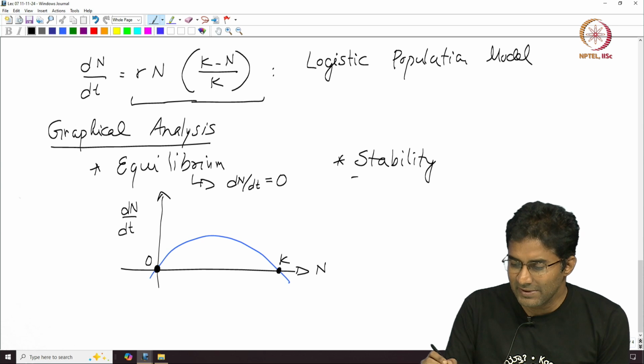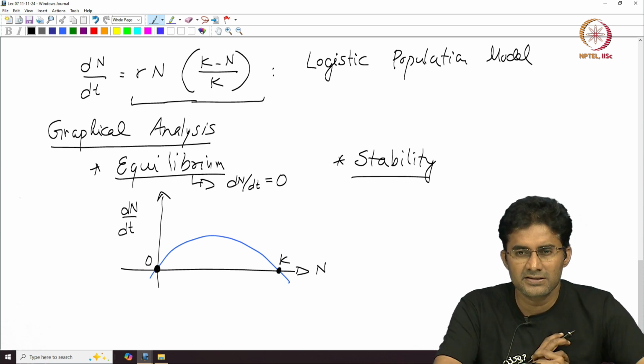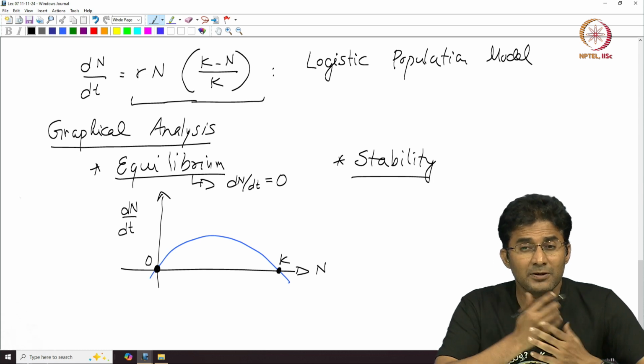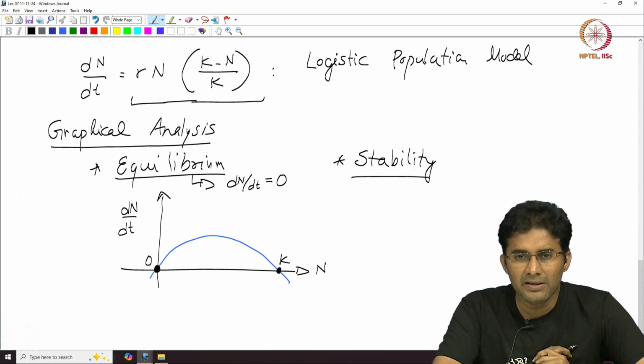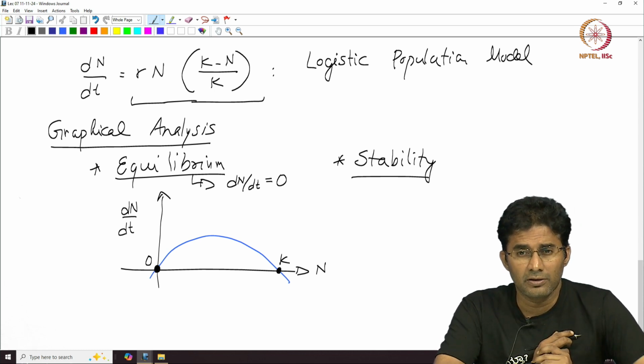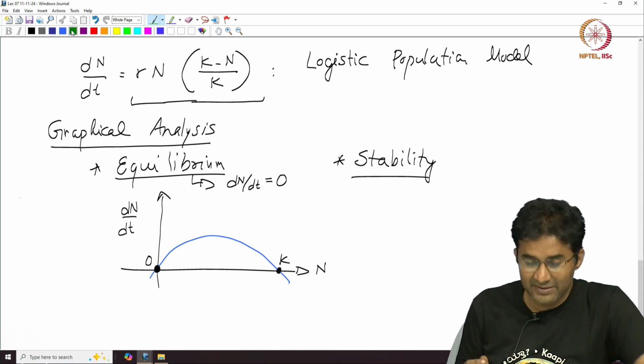Now, what is the stability then? Stability is the notion that if we make perturbations from the equilibrium, what happens to the system? If the perturbation decays, we call that a stable equilibrium. If the perturbation increases in size, we call that an unstable equilibrium. So, now let us see what happens if we apply this principle.